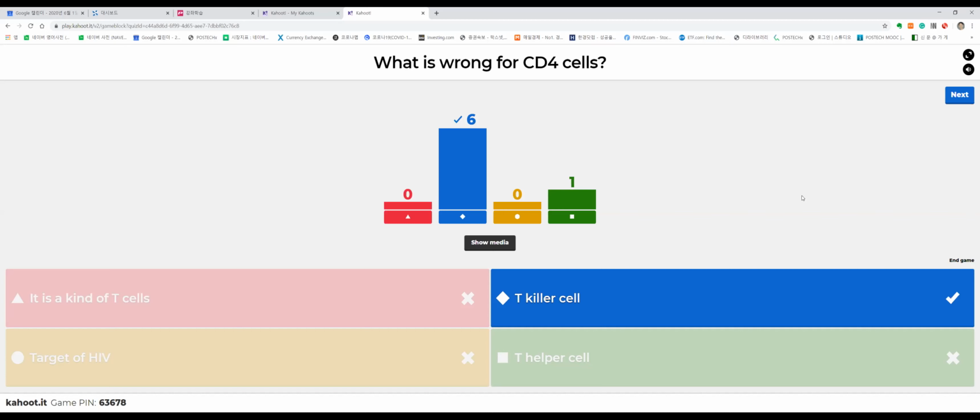And this T helper cell is the target of HIV, the AIDS virus. The AIDS virus attacks this CD4, and the T helper cell does not have proper function, and we have an immune problem. That's why it's called acquired immune deficiency syndrome.